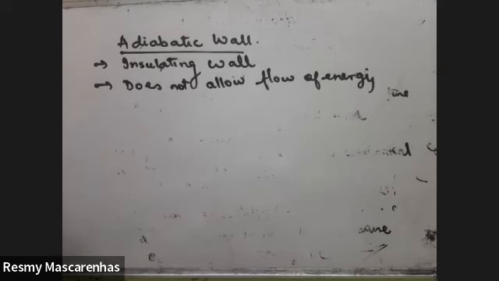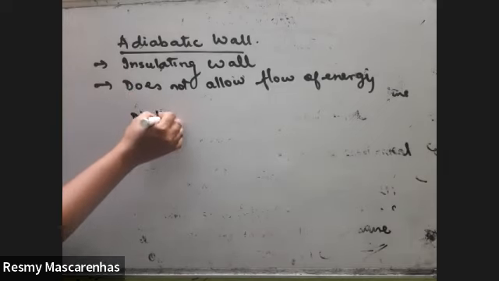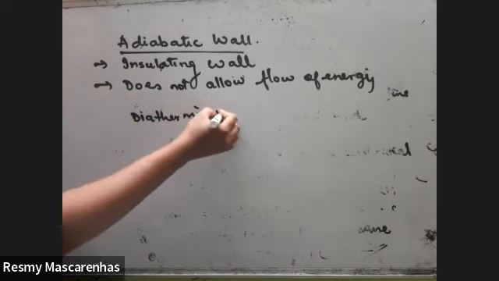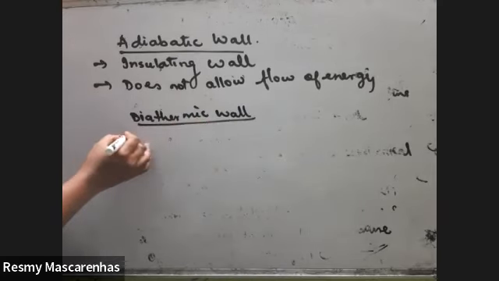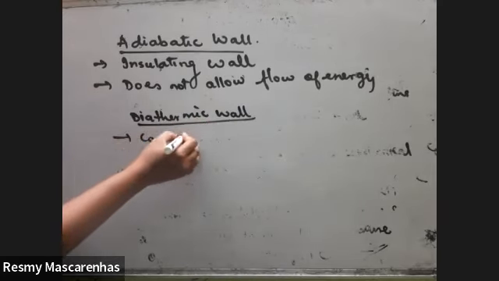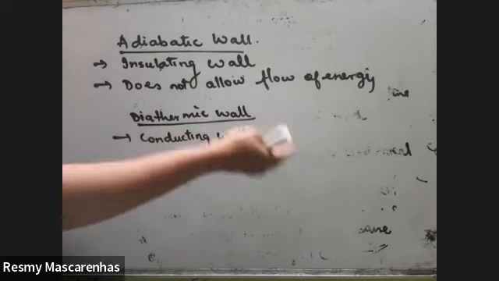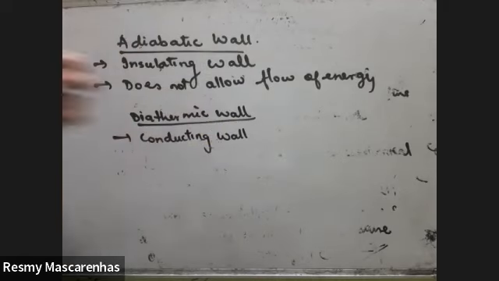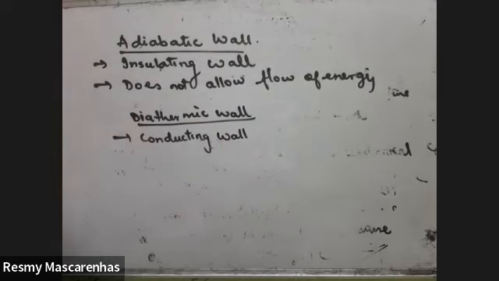Then the second type of wall is the diathermic wall. So it is the opposite one. The diathermic wall is a conducting wall. It conducts, meaning it is allowing energy to pass. Conducting means it allows flow of energy through it.